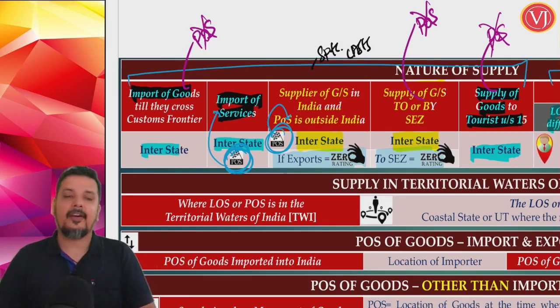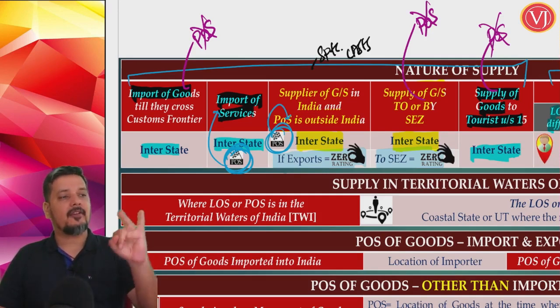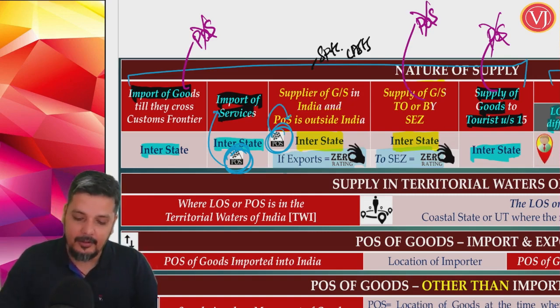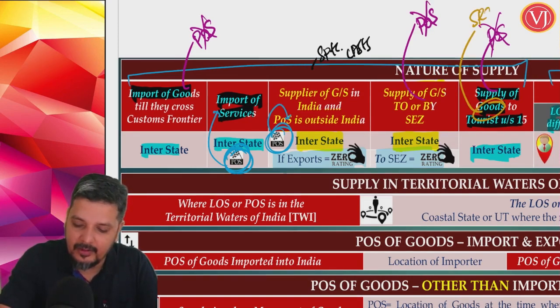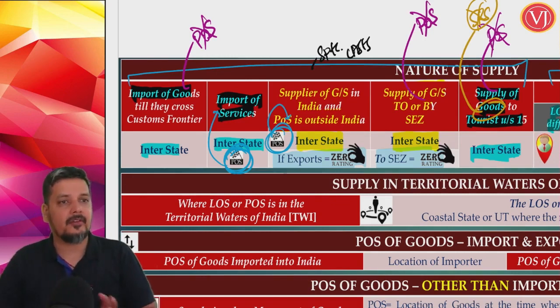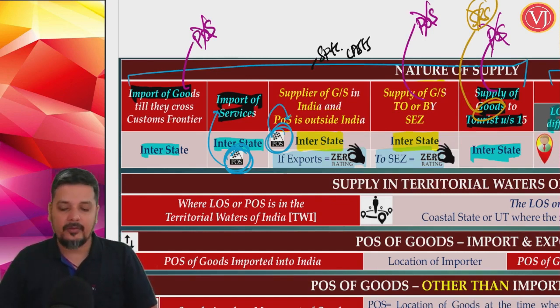Out of these 5 special cases, please look at them carefully. There are 3 cases where you do not even need to find place of supply: import of goods, supply by SEZ or supply to SEZ, and supply of goods to a tourist. And be very careful, here it is only supply of goods to a tourist. You are not talking about services. Services will not be taken back, they are intangible. Only goods will be taken back by the tourist. So it is supply of only goods to an international tourist.